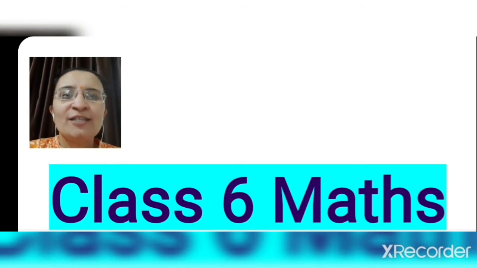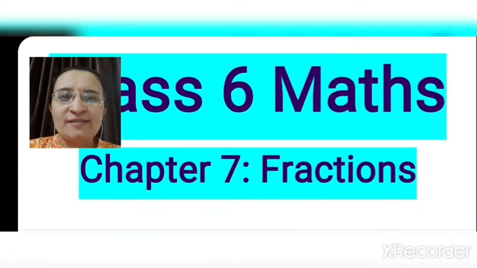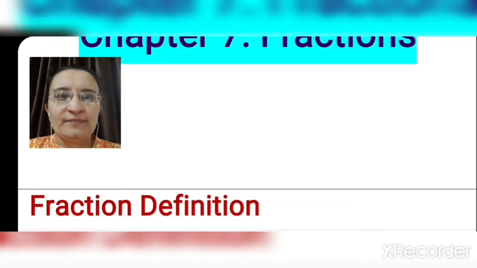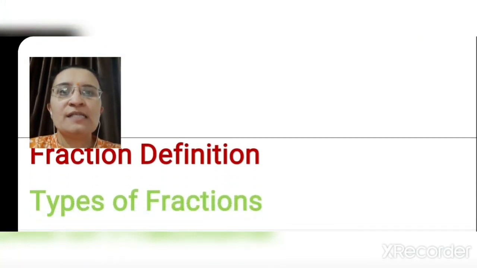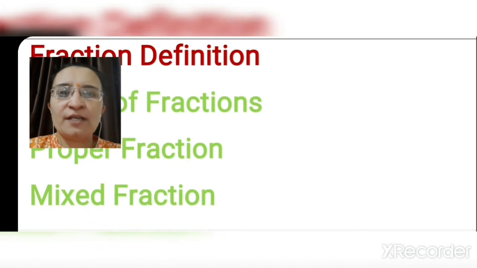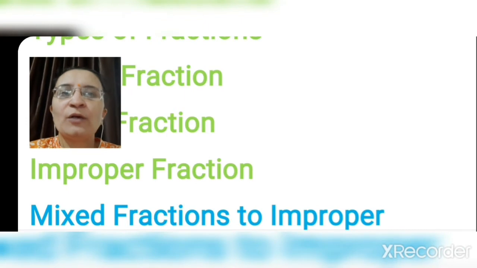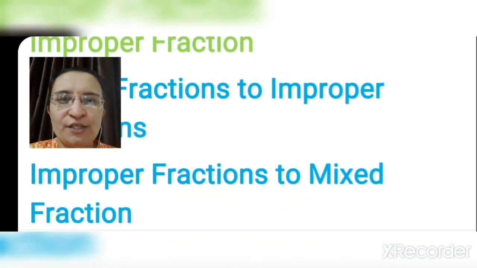Today we are going to start a new chapter. Chapter number 7, fractions. What are we going to learn in this chapter? We are going to learn about fractions, the definition of fractions, and types of fractions. As you all know, there are three types of fractions: proper fractions, mixed fractions, and improper fractions. We will also learn how to convert mixed fractions to improper fractions and improper fractions to mixed fractions.